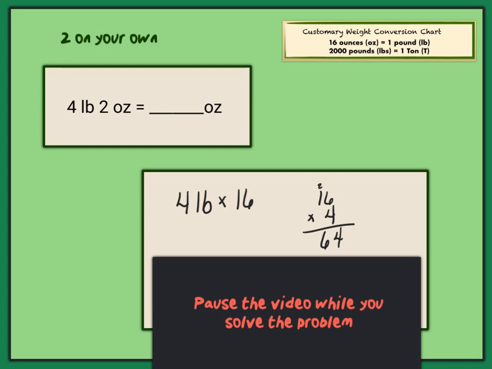But I can't forget about the other 2 ounces that I have up here, because I still need to add them back in. So I can take those 64 ounces, and I'm going to add those 2 ounces back in, and it's going to give me my final answer of 66 ounces. Hopefully you had that correct.